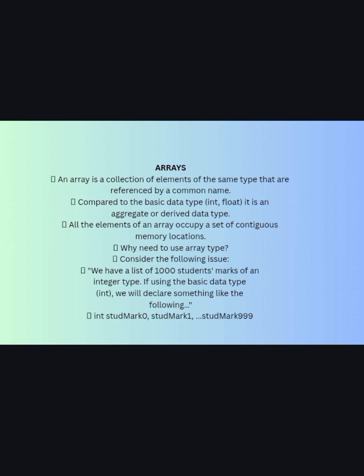Why do we need to use the array type? Consider the following issue. We have a list of 1000 students' marks of integer type. If using the basic data type int, we would declare something like the following: int student_mark0, int student_mark1, where student_mark0 is the first student and student_mark1 is the second student, and so on up to student_mark999.